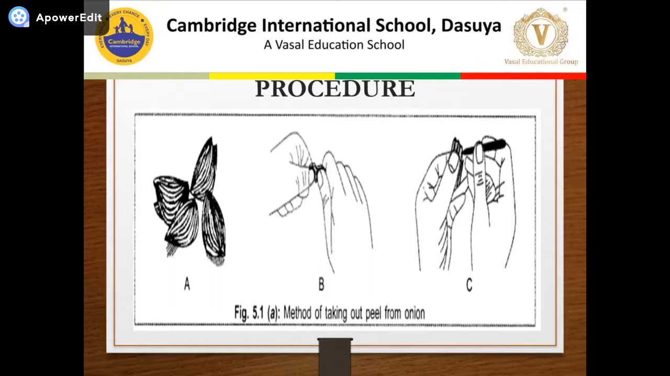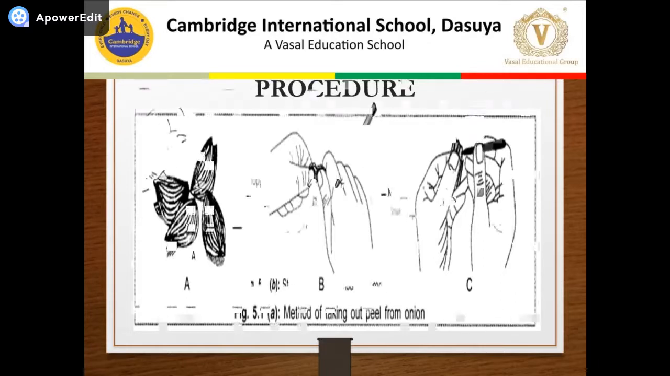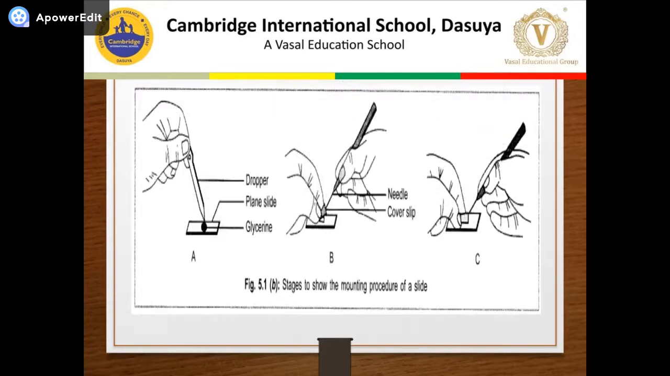Now wash the peel with water and transfer it onto a clean slide with the help of a brush. Then we have to remove extra water from the slide with the help of blotting paper. To this slide, add a drop of glycerin over the peel, then place a cover slip in a manner to avoid entry of air bubbles. Soak away the extra glycerin with the help of blotting paper. Then examine the temporarily made slide under the microscope.